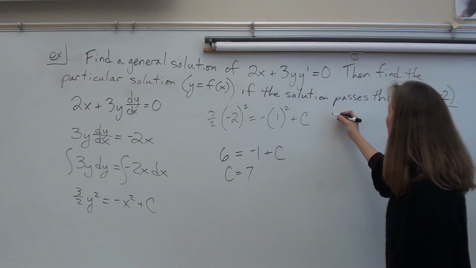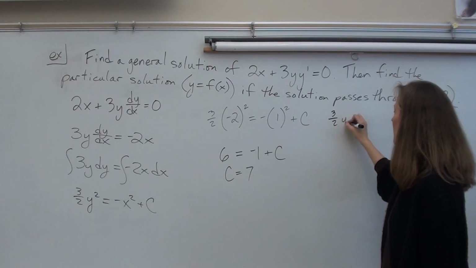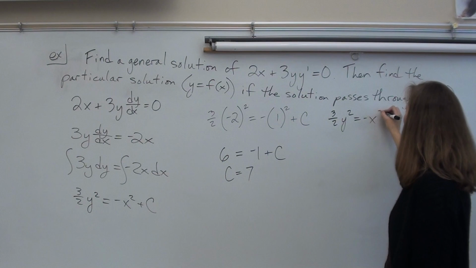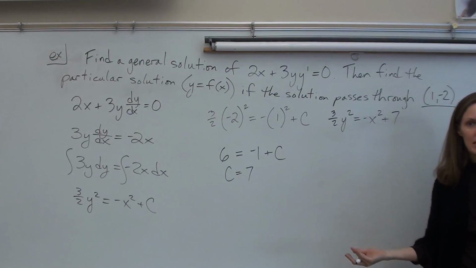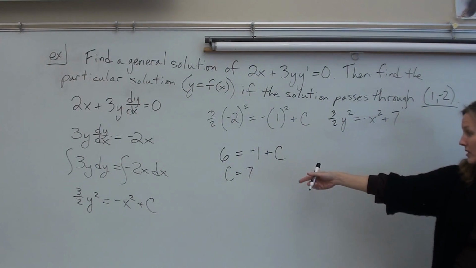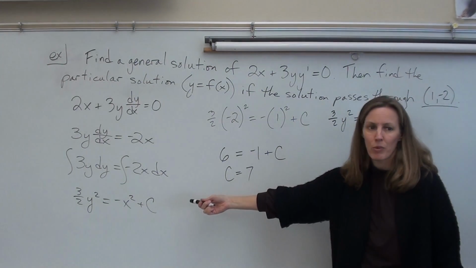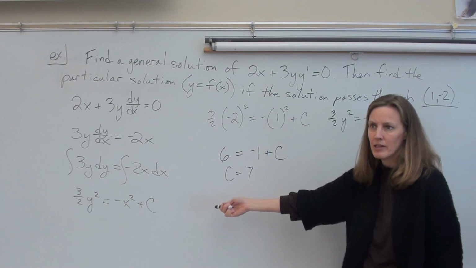Okay, so here's what we have now. We have 3 halves y squared equals negative x squared plus 7. So we've got c. c is done. Make sure you plug in the c. As soon as you find c, plug it in from wherever you took it from, right? So plug it into there.